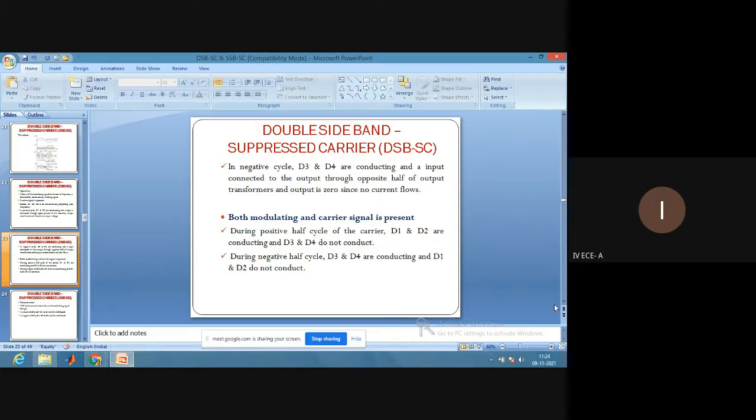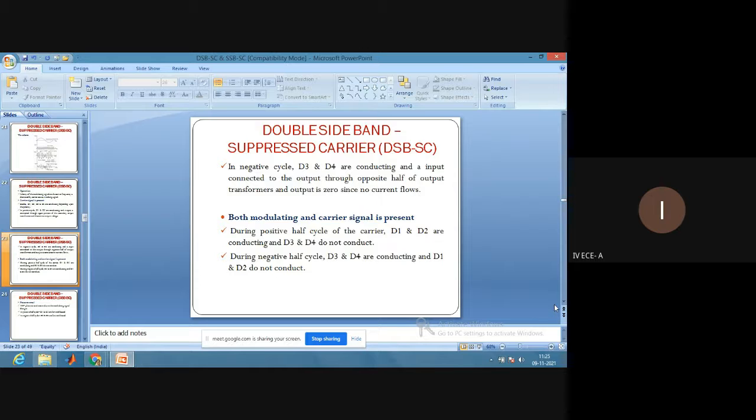Whereas in the second mode, we consider that both carrier and modulating signal are present. So during the positive half cycle of the carrier, diodes D1 and D2 are forward biased, whereas D3 and D4 are reverse biased. Here the carrier signal voltage is positive, so it connects the secondary winding of the input transformer to the primary winding of the output transformer. It means that the message signal is available at the output of the secondary winding of the output transformer. That is, output voltage is equal to the modulating signal voltage.